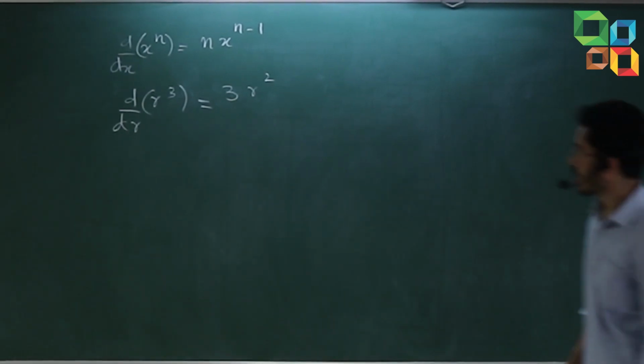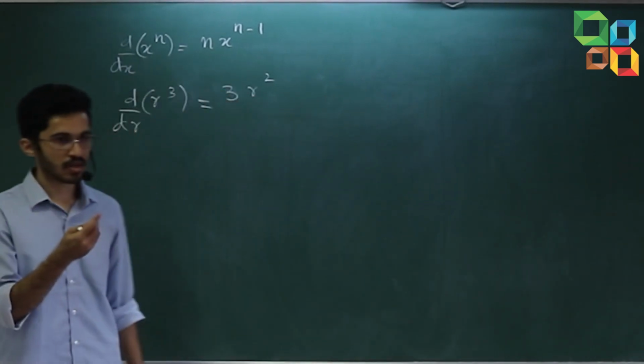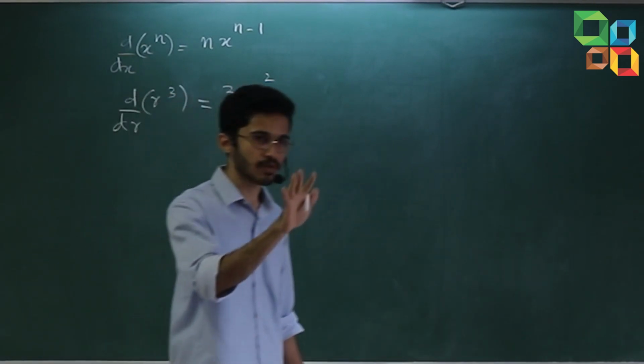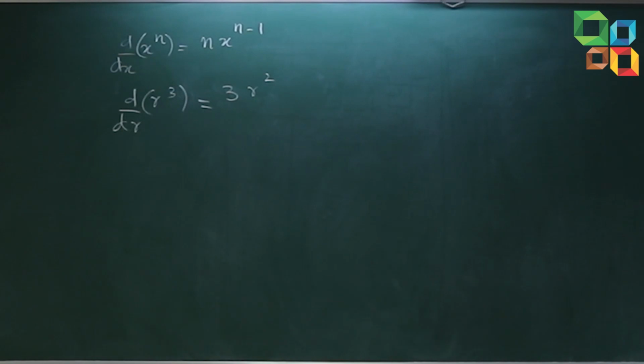Then we learned, how many rules did we learn? 5 rules in total. What are those? There is the constant rule. Let's see the mantra. Constant rule: leave constants alone, take constants out. Sum rule: derivative of sum is equal to sum of derivatives.